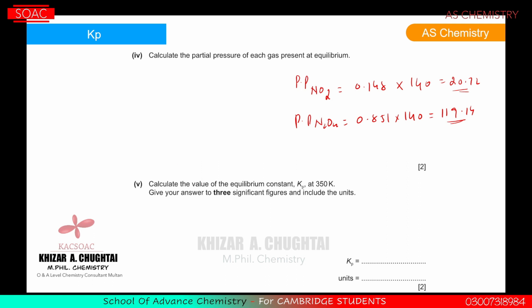In the next part, he is asking to find the value of Kp in three significant figures. Kp is equal to the partial pressure of N2O4 divided by the partial pressure of NO2 squared. So 119.14 divided by 20.72 squared, and the answer of Kp is equal to 0.277. And the unit: the pressure is over here, and here is pressure squared, so definitely 1 over pressure, and the pressure is in Pascal. So it will be 1 over Pascal.